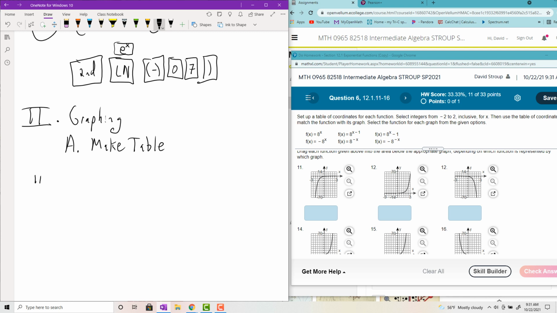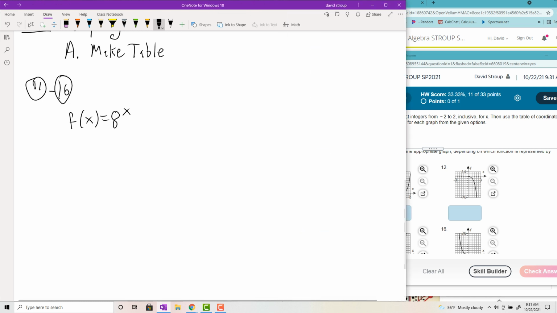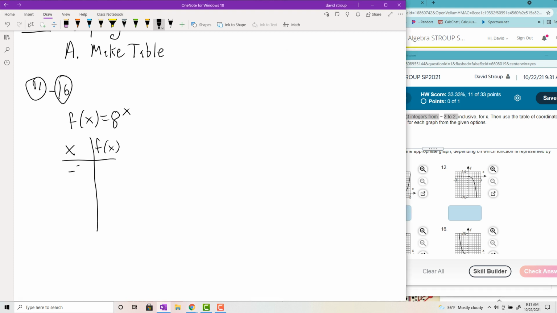These are problems 11 to 16. The first one is f of x equals 8 to the x. This gives you a standard form for what these look like. Unfortunately, this is a big number, so I may have to cheat a little bit. I'm making a table of x and f of x. Usually you go from -2 to 2, and the homework will tell you that: select integers from -2 to 2. Inclusive means you include -2 and 2. So -2, -1, 0, 1, 2.